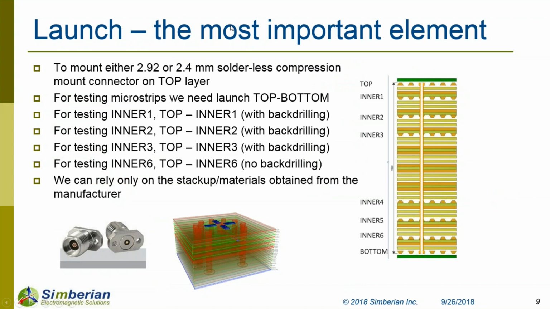So the most important thing we have found is the launch. The launch is used to transition the signals from coaxial cables to the stripline traces or the microstrip traces. So it's the most critical part of the validation project, and its design will limit how accurate the material extraction will be. The most important thing to consider when designing the launch is that it should be low reflective and not sensitive to manufacturing variations. You're going to see this later.